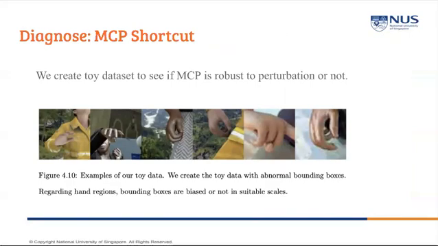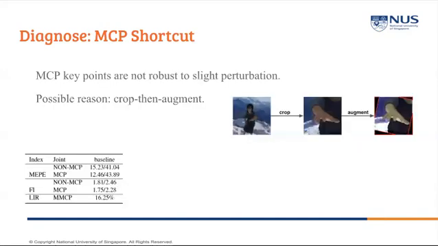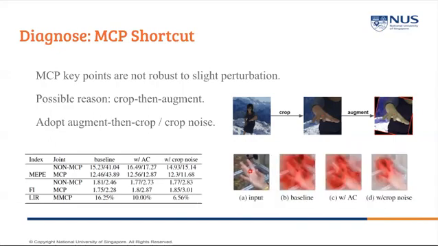To validate this, we create a toy dataset to see if MCP is robust to perturbation or not. And the results show that MCP keypoints are not robust to slight perturbation. As the left bottom corner shows, after perturbation, the error of MCP increased significantly. A possible reason is incorrect preprocessing, crop then augment, since it keeps the pattern of MCP the same among the dataset. To resolve this problem, two simple solutions are using augment then crop preprocessing and adding crop noise if using crop then augment. As the results show, it alleviates the shortcut problem significantly.